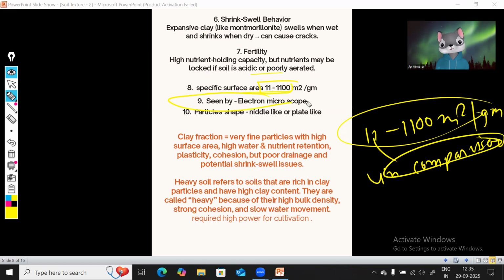Seen by electron microscope. This is the window. Electron microscope.